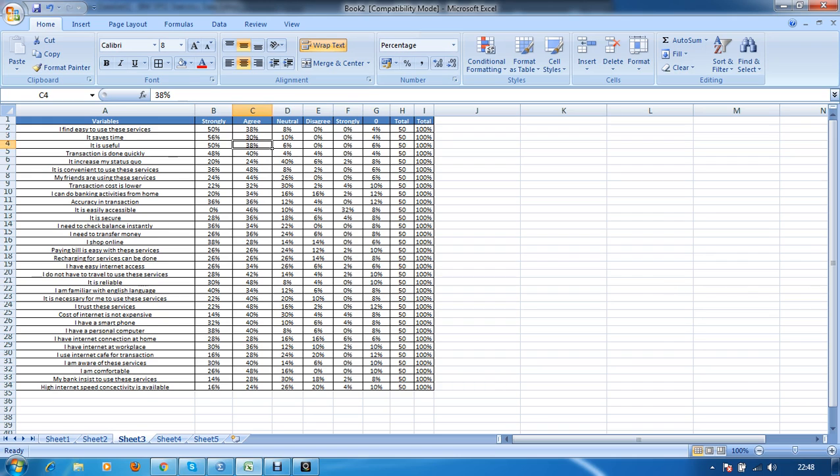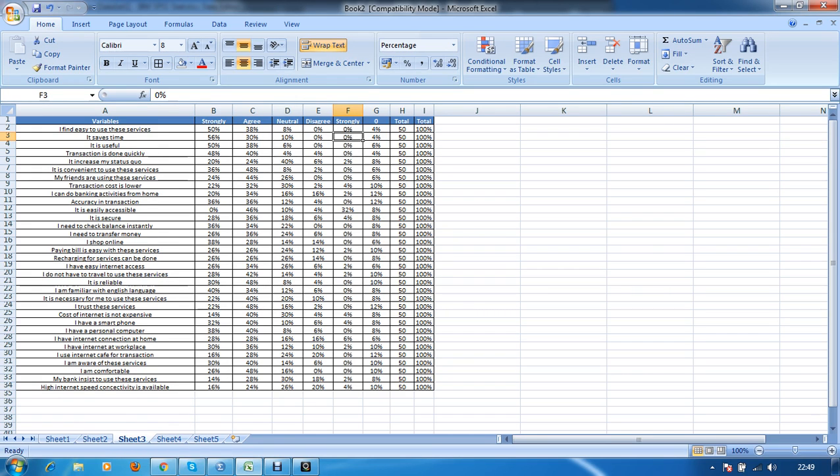The remaining 30% have just agreed to this statement, and the remaining 10% say they are neutral, and there is a missing value, so we have 4% missing value. The other two scales of measurement, disagree and strongly disagree, are both 0%.